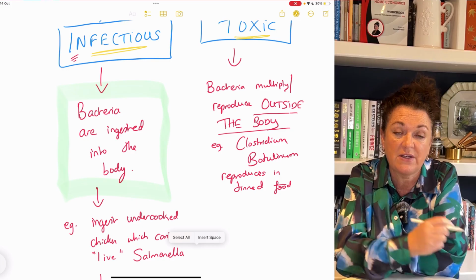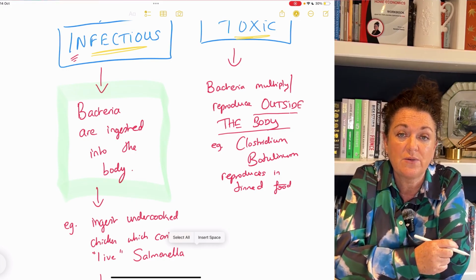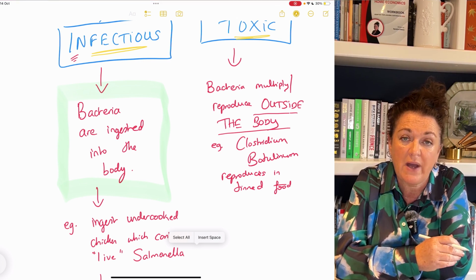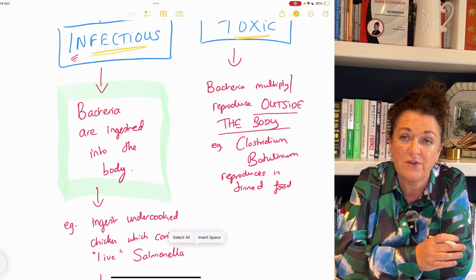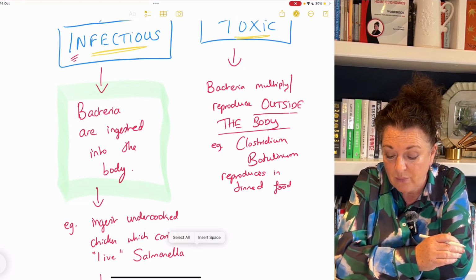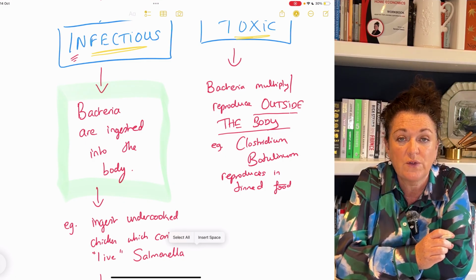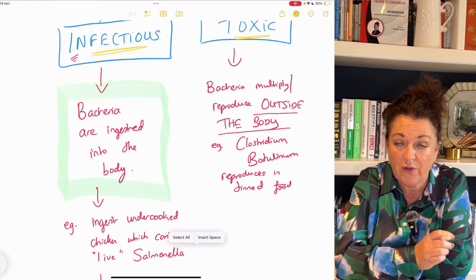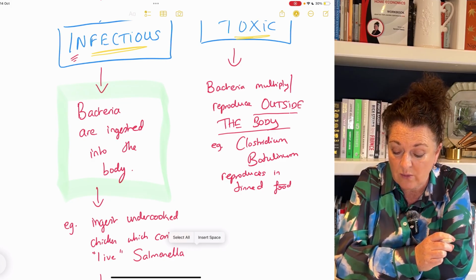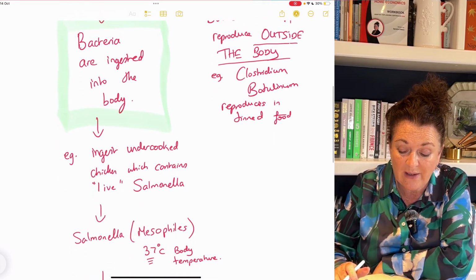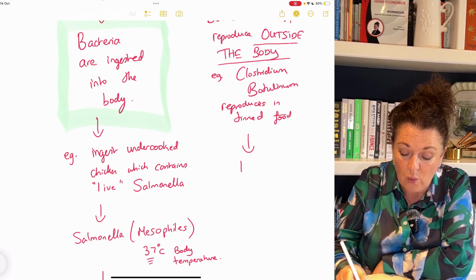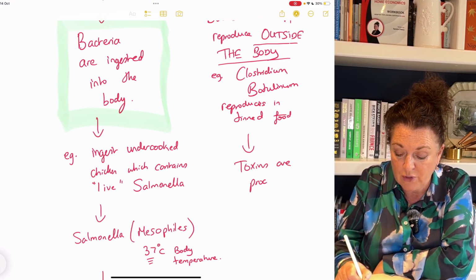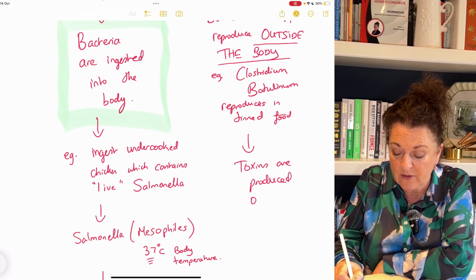Now, can I just say that's not going to happen because they're so strict with regards to the canning process. Many years back, over 30 odd years ago, there was an outbreak of botulism in an old folks home in England, but that's 30 odd years ago. There are very, very strict conditions now. But if the bacteria multiply outside the body, well, then the toxins are produced outside of the body.